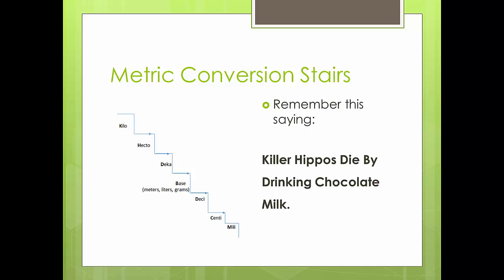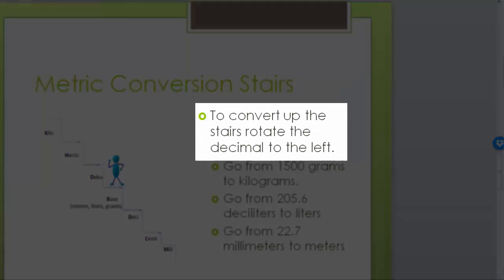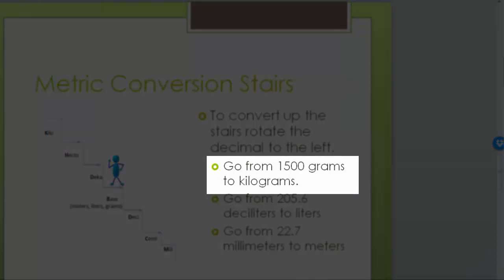Alright, hopefully you've been able to practice and get these conversion stairs down. Now let's take a look at how we can use the conversion stairs to make metric conversions. Here on the left, you'll see I have my metric conversion stairs, and this time I put a little guy right there, which we're going to use to go up or down the stairs. So to convert up the stairs, all we need to do is rotate our decimal to the left, but we're going to use our stairs to do it. So here's a few examples.